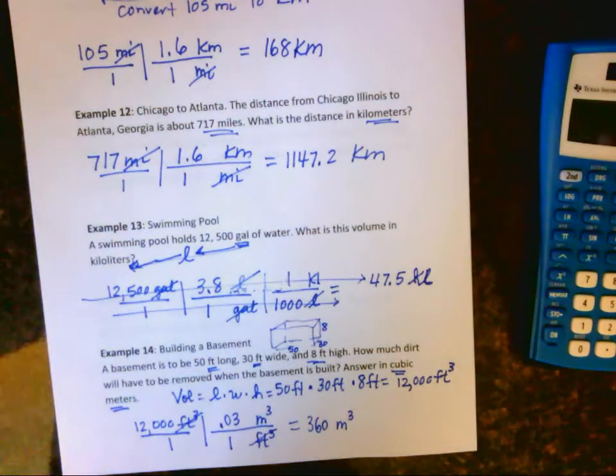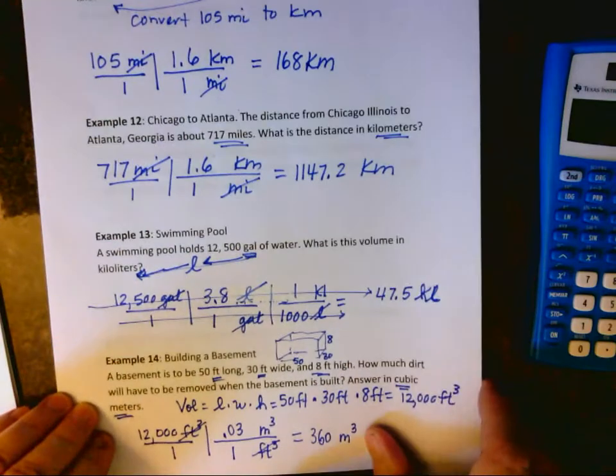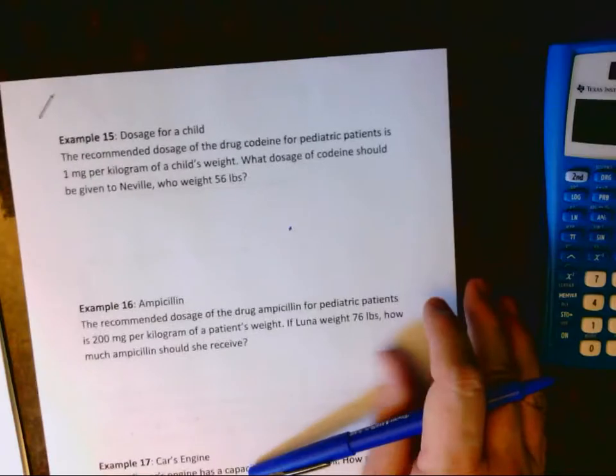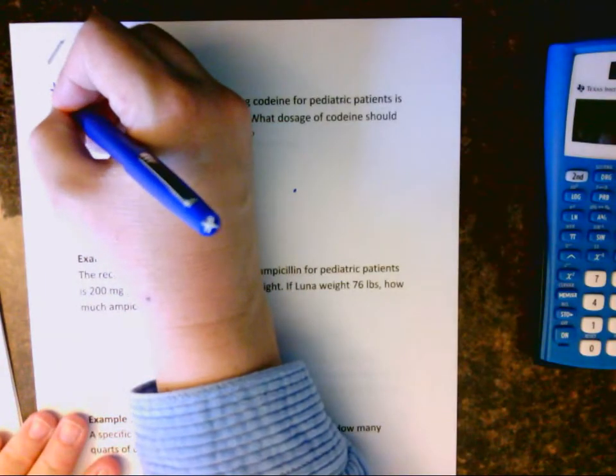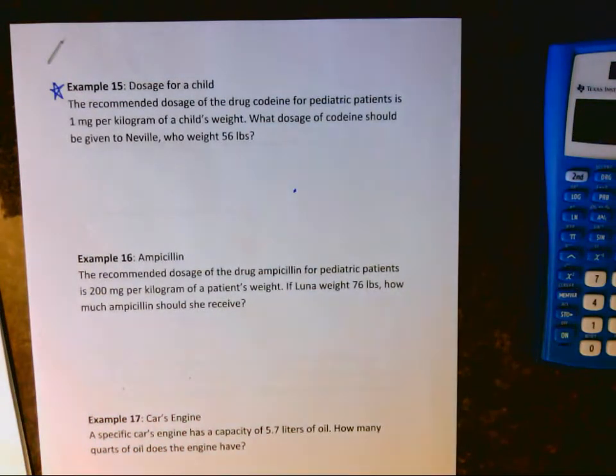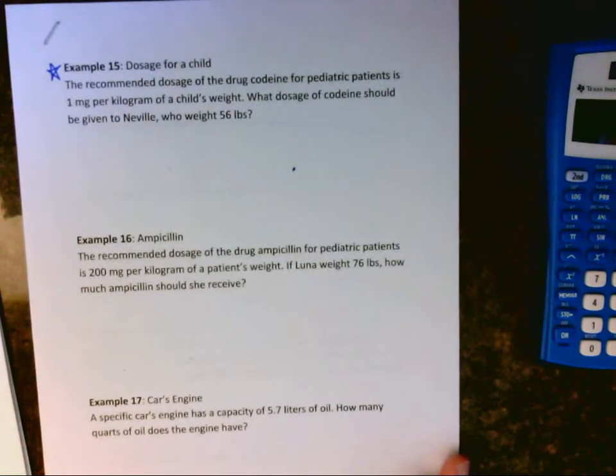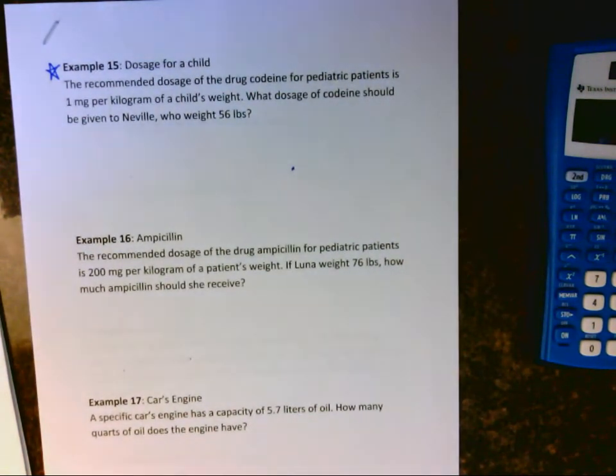These are really kind of fun if you don't mind looking up the conversion units, the unit fractions. Okay, dosage for a child. I almost always put one of these on the test, okay? It's a two-step problem, which makes it a little bit harder. The recommended dosage of the drug codeine for pediatric patients is 1 milligram per kilogram of a child's weight. So that's how much they dose it. It's based on the weight of the child. What dose of codeine should be given to Neville, who weighed 56 pounds?